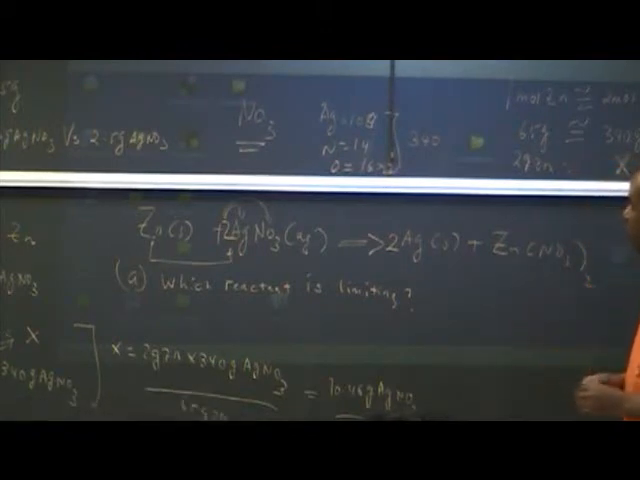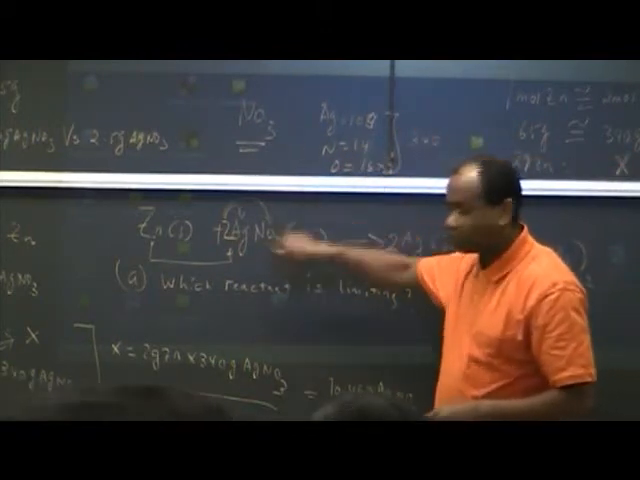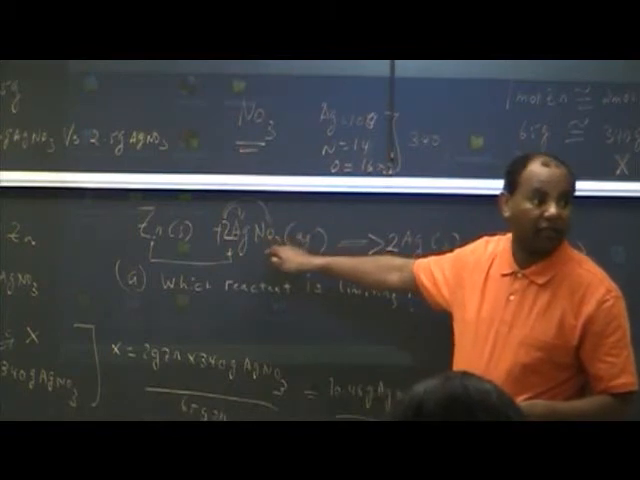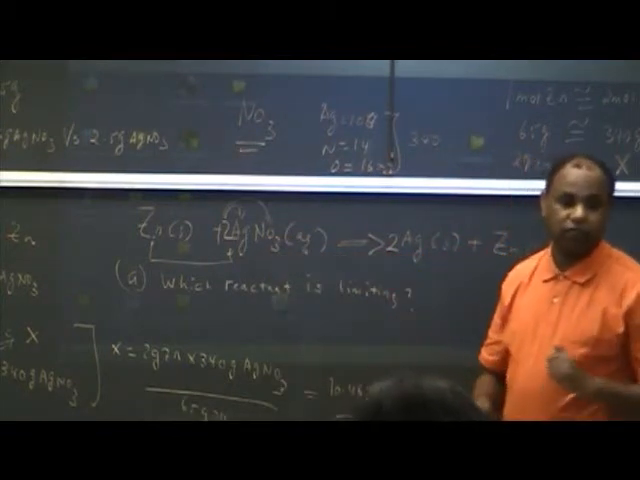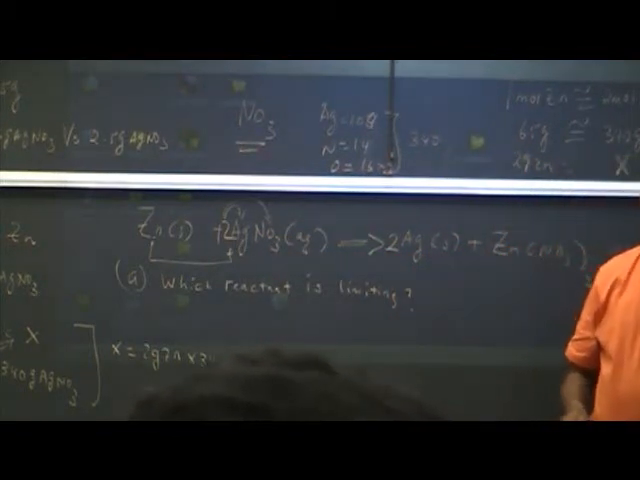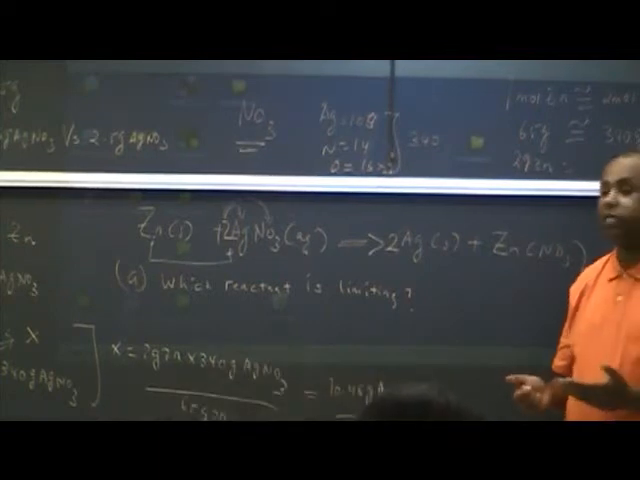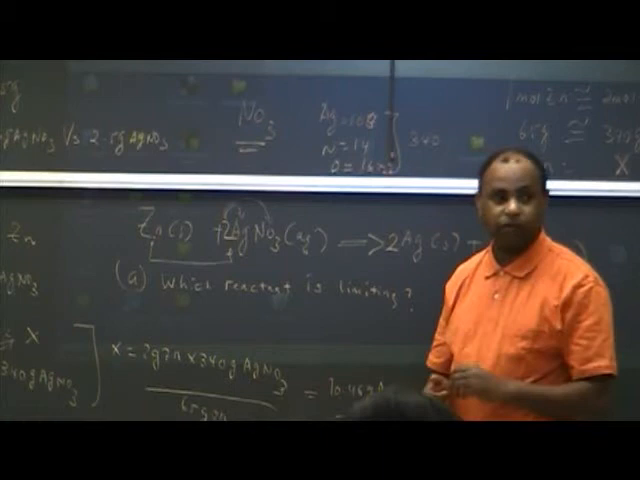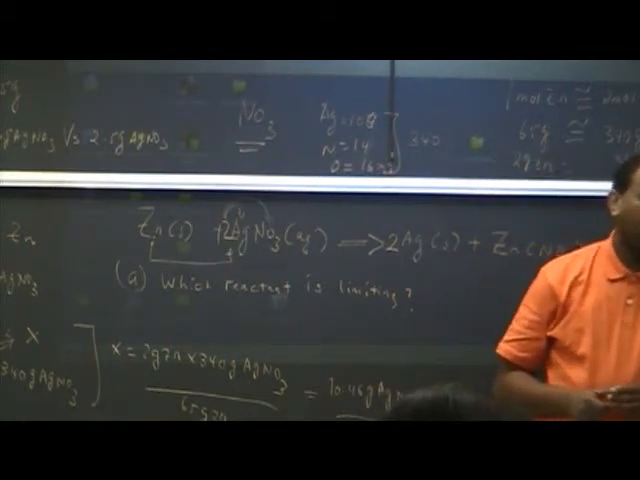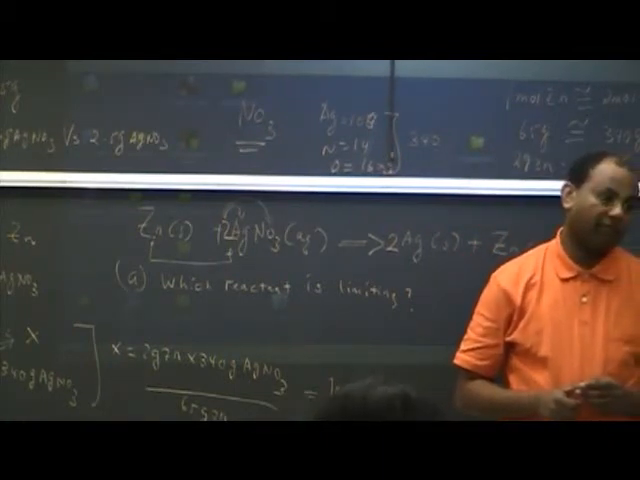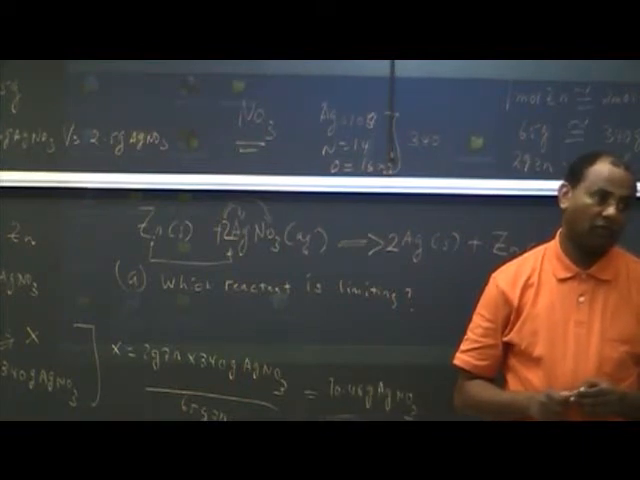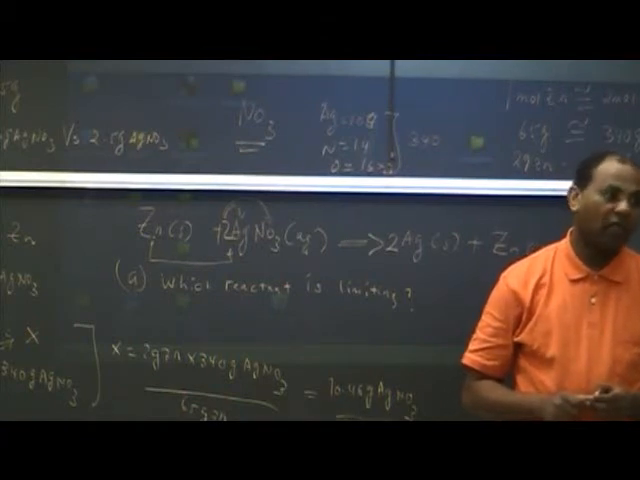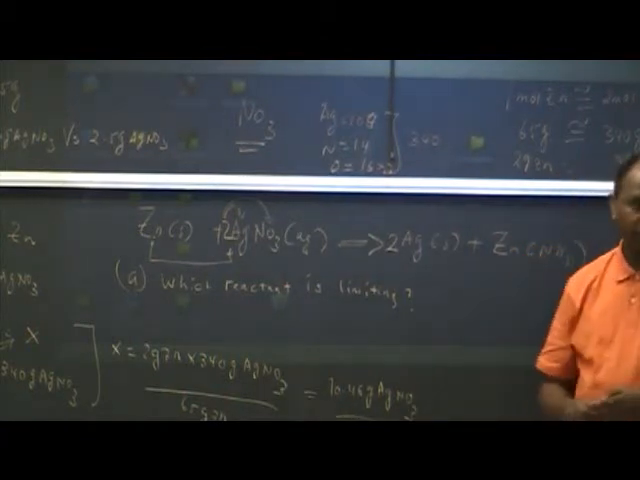So now, everything is based on silver nitrate. The first question was, which one is a limiting reactant? Now we know the limiting reactant is silver nitrate. What is second? What about starting by finding the amount of zinc we need to react with the silver nitrate? It's going to be like 0.45 gram of zinc.